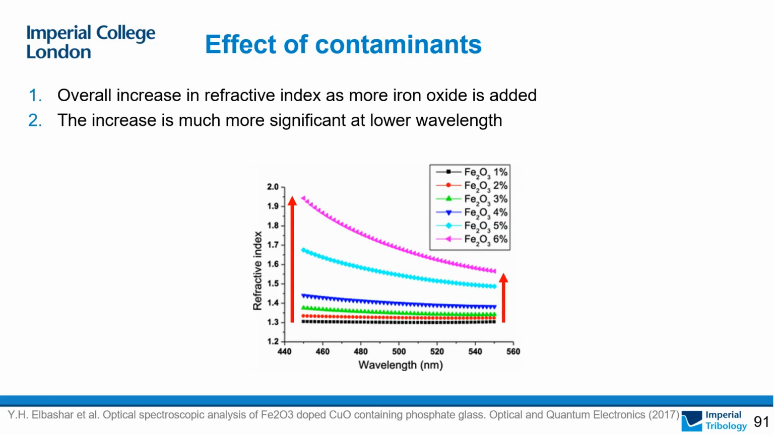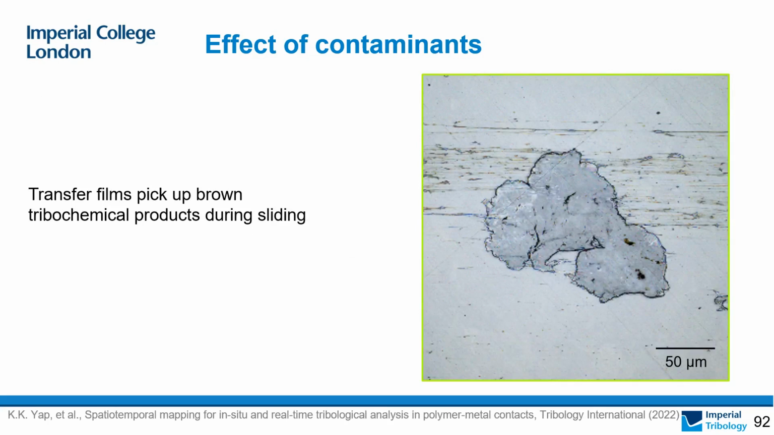So it makes sense for us to suspect that there's contamination in our transfer films, which causes the increase in refractive index. So from our previous study, we know that the tribochemical reaction between PTFE and steel will form brown substances. If we look at this image here, we can see evidence of these tribochemical products in the transfer film. And these products were picked up from the wear track during sliding. And it is very likely that this increases the refractive index of the films.